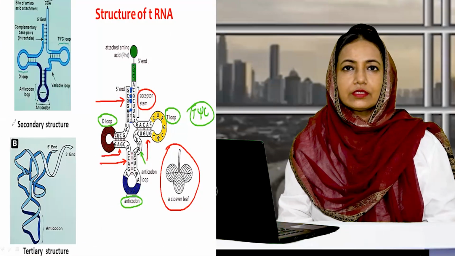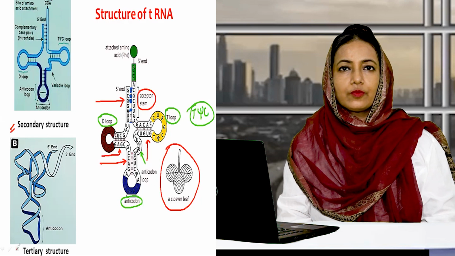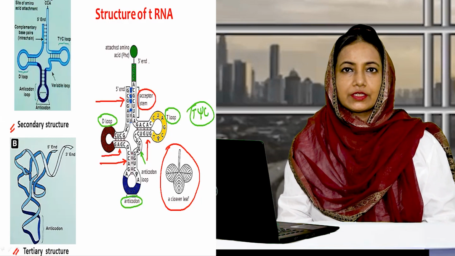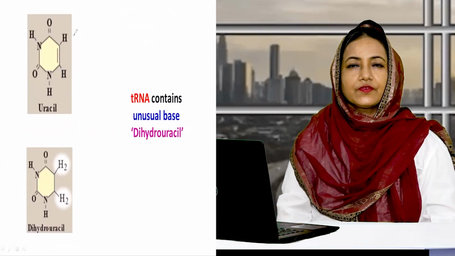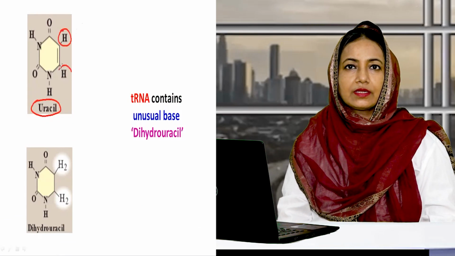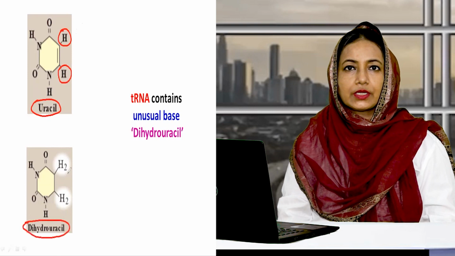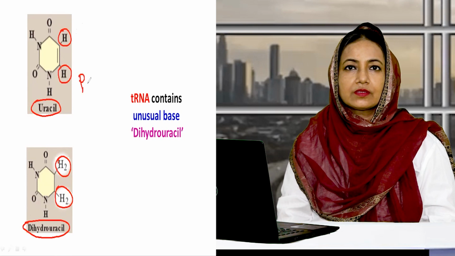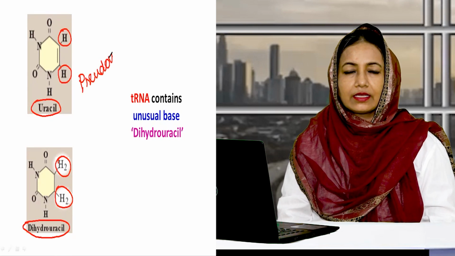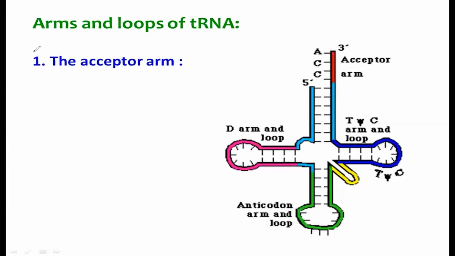Transfer RNA molecules have extensive intrachain base pairing that leads to the formation of secondary and tertiary structure of transfer RNA. It contains a high percentage of unusual bases like dihydrouracil and pseudouracil in its structure. And the presence of these unusual bases is a normal characteristic of transfer RNA. Let's have a look at the acceptor arm. This is the acceptor arm.